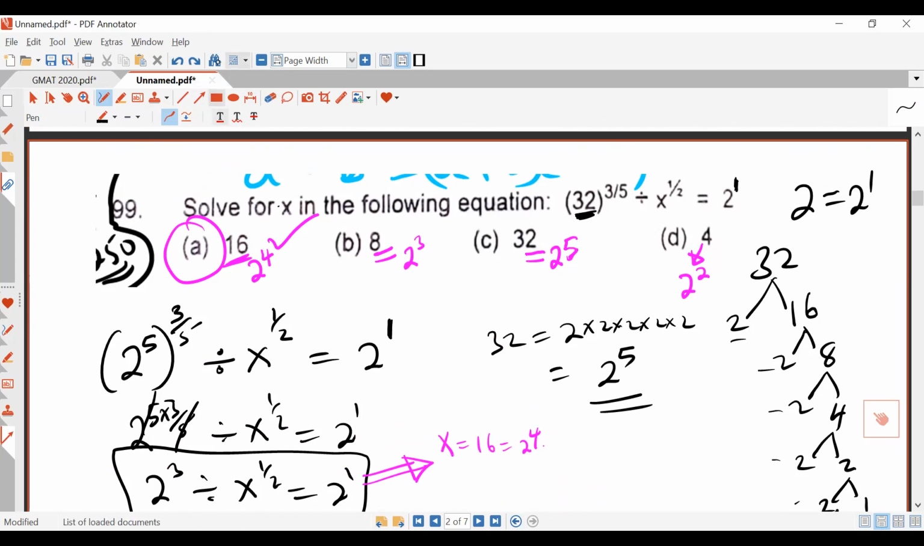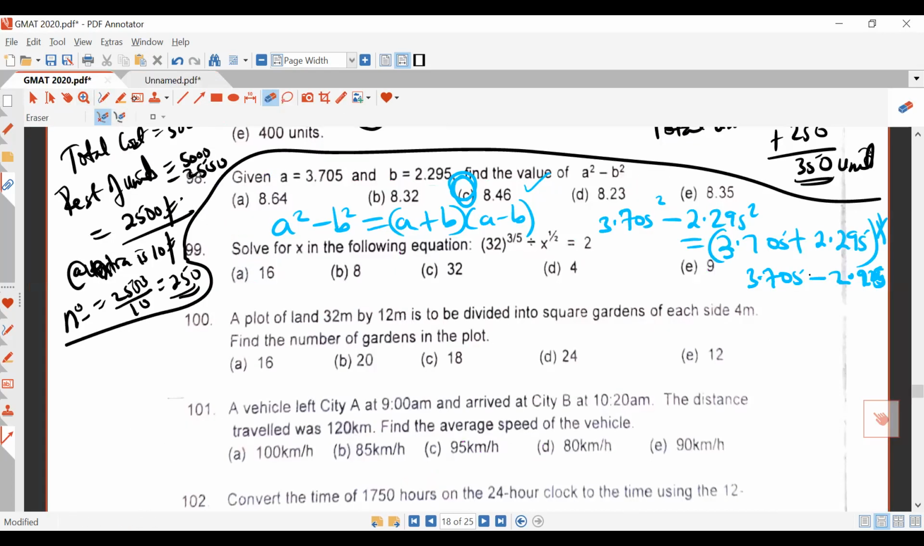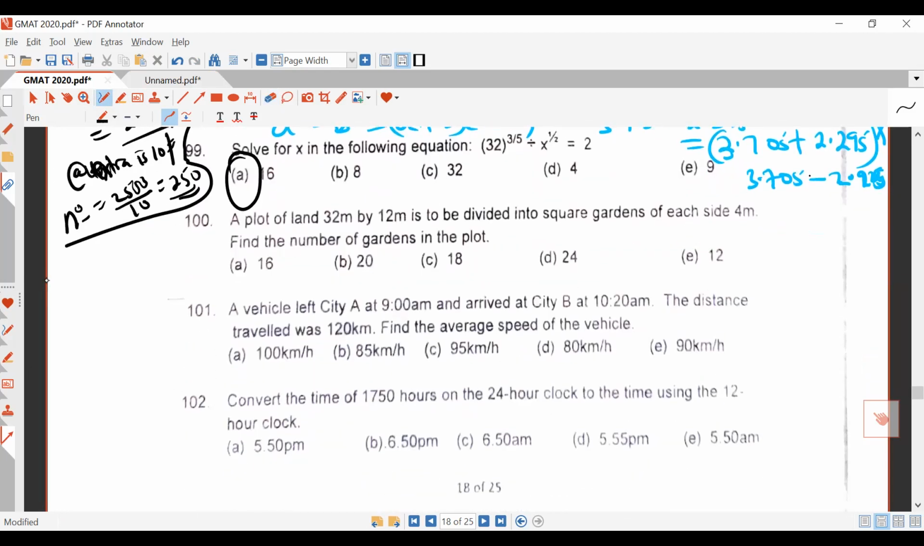Okay, I hope that this is fine. You can move on. All right, so our answer is 16. Please, in case of anything, just ask. And we proceed. All right, a plot of this one here. What figure do you think this is? This is under geometry.